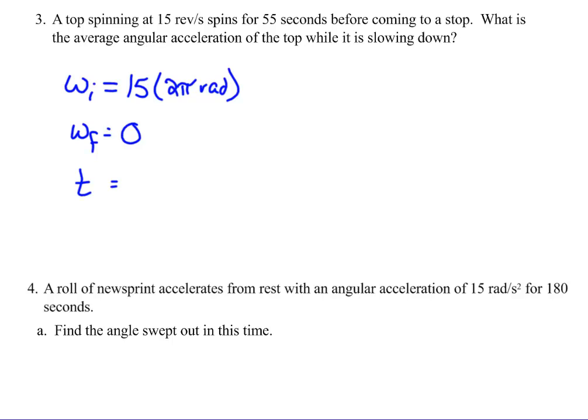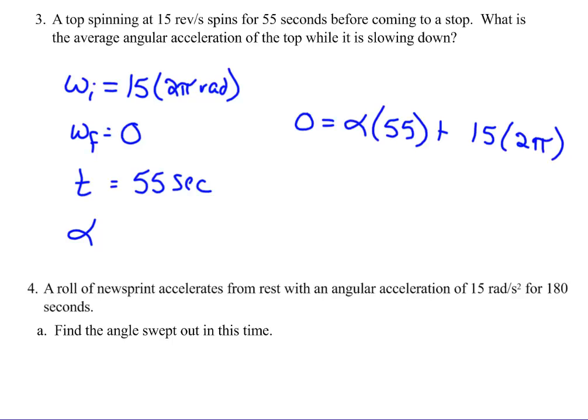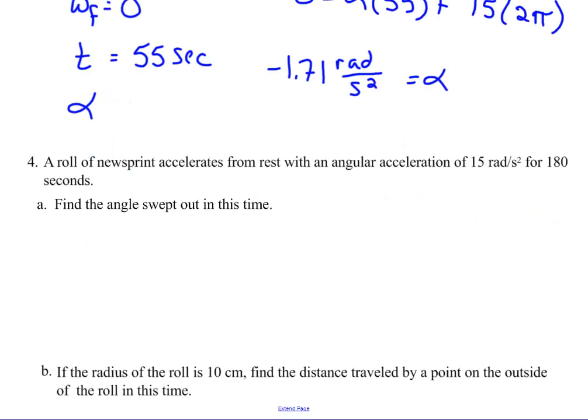My time is 55 seconds, and I am looking for the angular acceleration. So I can solve this with a kinematics equation if I so choose. So I set it up, I solve for angular acceleration. I get 1.71 radians per second squared for my angular acceleration, and it's negative because it's slowing down, it's decelerating. And let's look at number 4 now. We have a roll of newsprint accelerating from rest. We have an angular acceleration given to us of 15 radians per second squared.